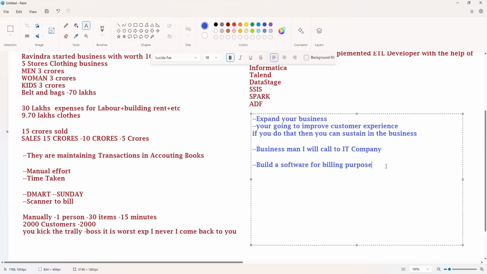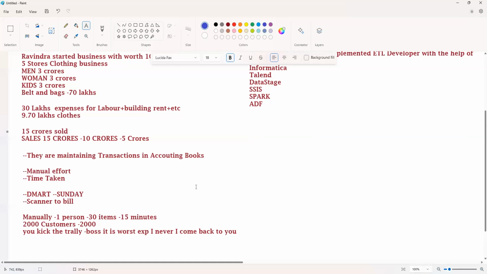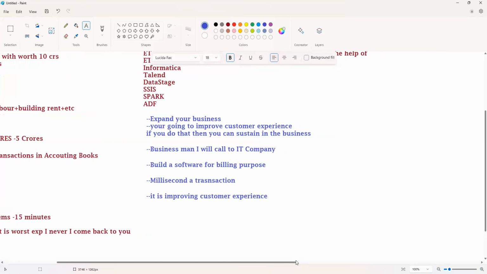For billing purposes, this software is going to handle every second, not just every second, even a millisecond. It is going to create a transaction in a very fast way, so directly it is going to improve the customer experience. A millisecond per transaction, and it is improving customer experience. Then what is going to happen? More customers will come. Am I right or not, guys? Is it a real-time use case or not? Because of that, you are improving the customer experience.